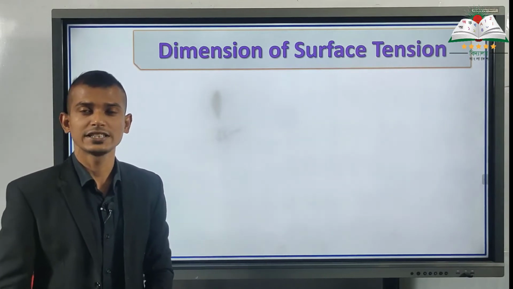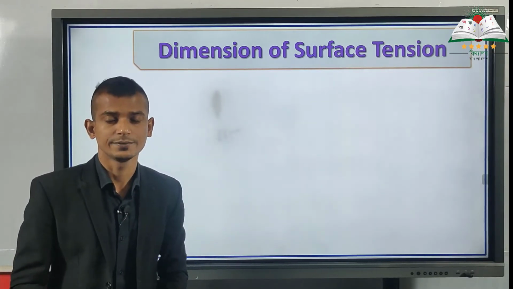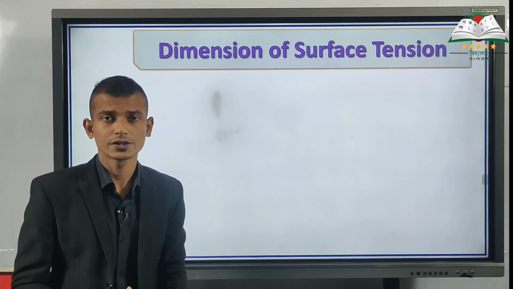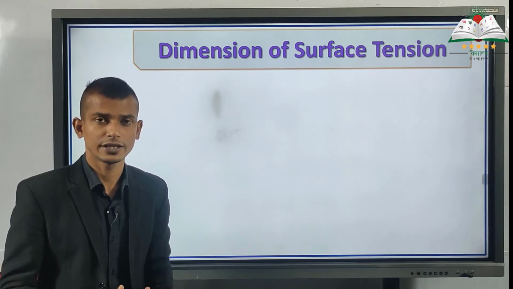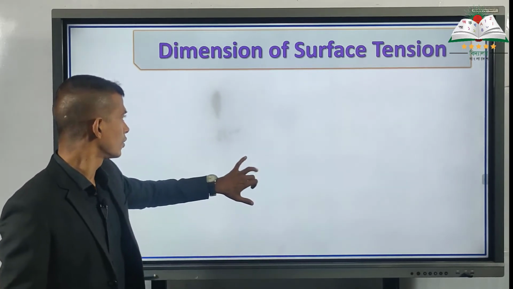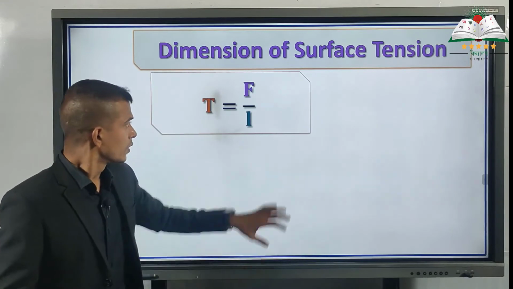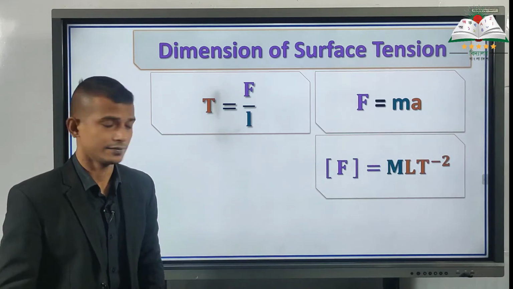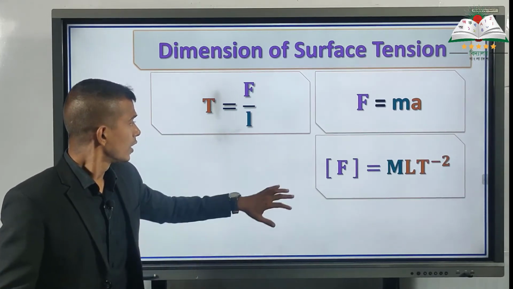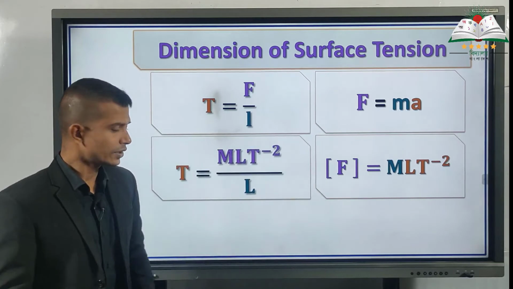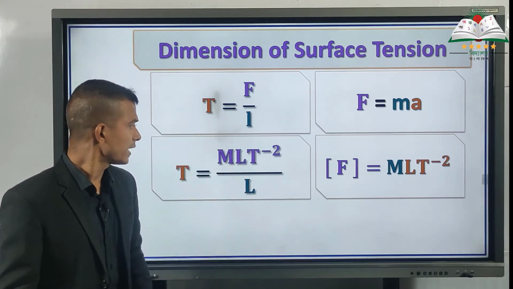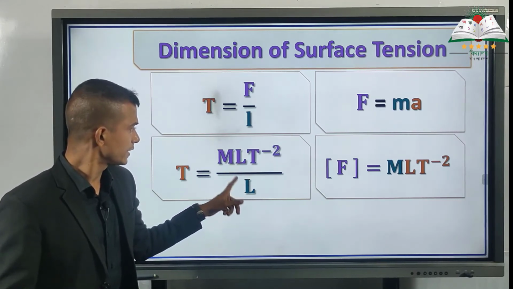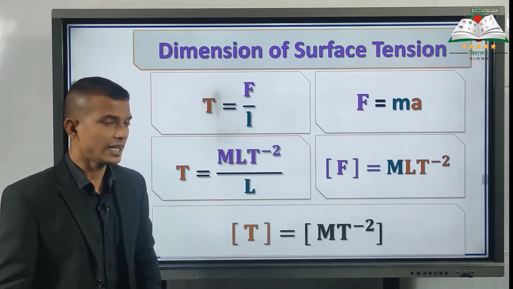Now the next topic is the dimension of surface tension. If you can recall the definition of surface tension, surface tension was defined as force per unit length, right? So we wrote T equals F by L. F equals MA, and F has a dimension of MLT inverse 2. So we can write it as MLT inverse 2 by L. This L in the numerator and the denominator, they get vanished and it becomes T equals MT inverse 2.